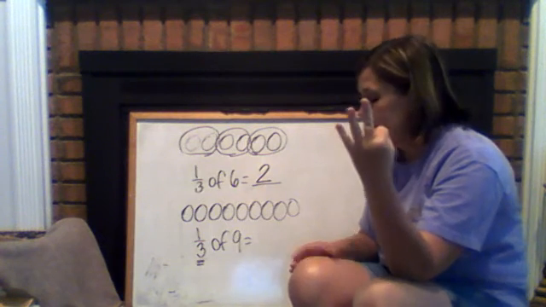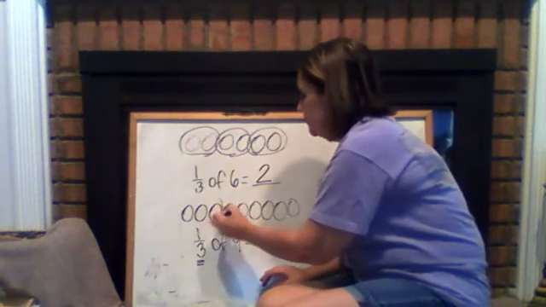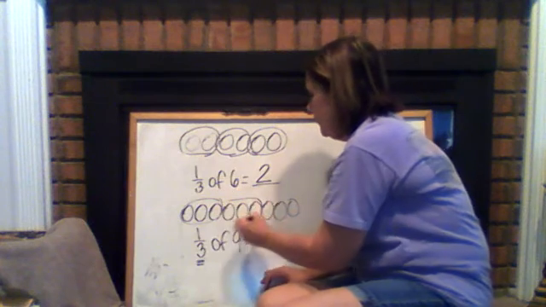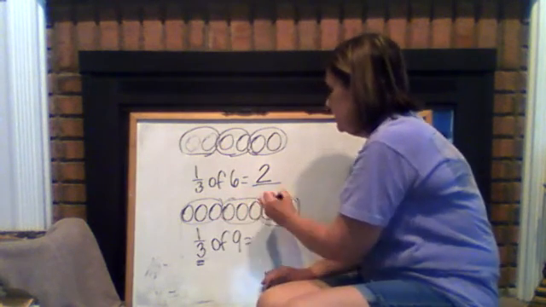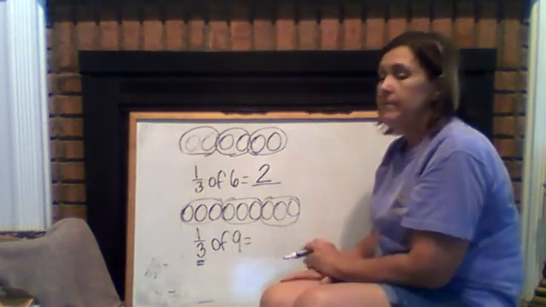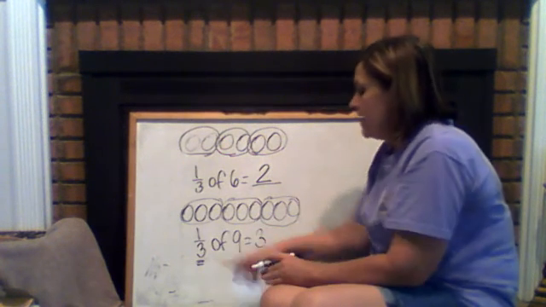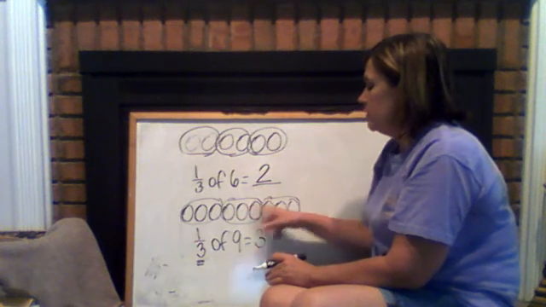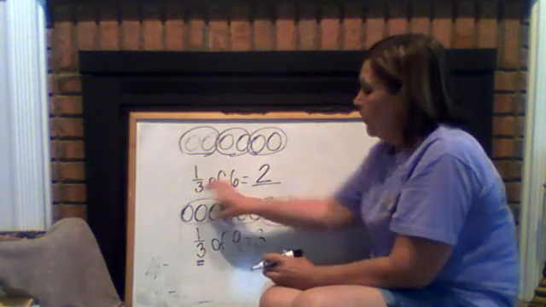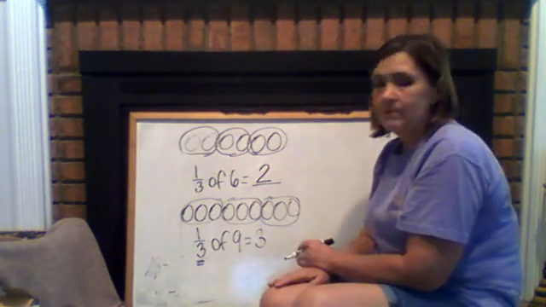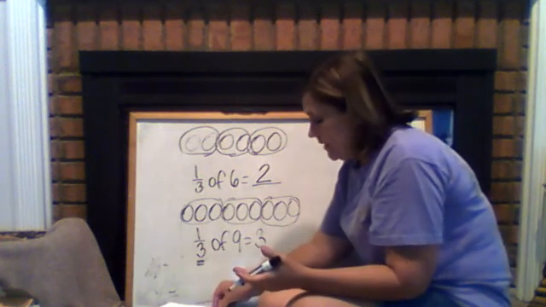How many fingers are up? 3. So I'm going to circle groups of 3. And when I do that, how many are in each group? 3. So 1/3 of 9 is 3. I have 3 groups, and each group has 3 in it. One of those groups represents 3 circles. Not so hard, is it?